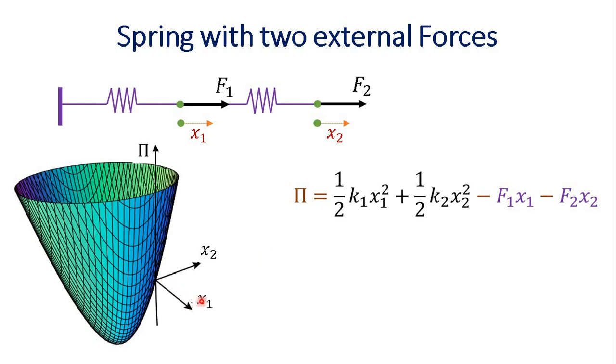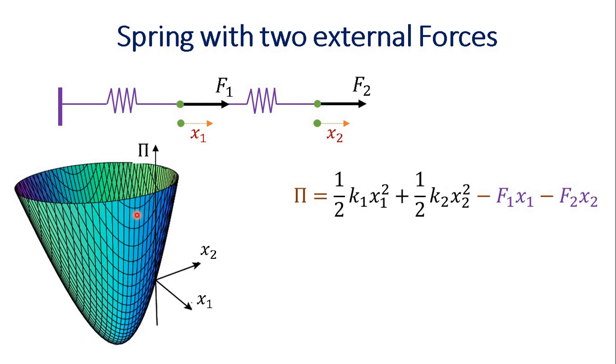Here this axis represents the displacement of this node, and this axis x2 represents the displacement of this node, and total potential energy that is given by this function is plotted along the vertical axis, and we get this surface which is more like a paraboloid. But the shape of this surface depends on number of constants that are K1 stiffness of this spring, K2 stiffness of this spring, F1 and F2.